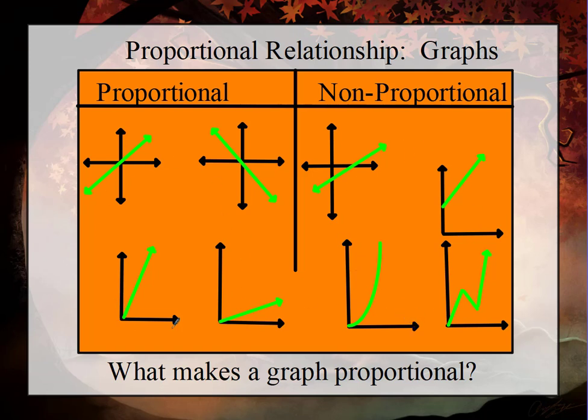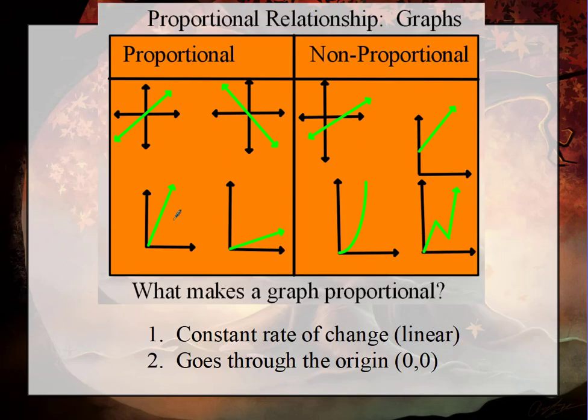What do you notice is common among the ones on the graph? Well, I'm hoping that you notice 2 things. You'll notice that each one of these graphs is a line. They are linear, they have a constant rate of change. So what makes a graph proportional? The first thing is it's a constant rate of change. It is a line. The second thing is each one of these goes through the origin. That's the second thing that makes a graph proportional, is it must go through the origin.